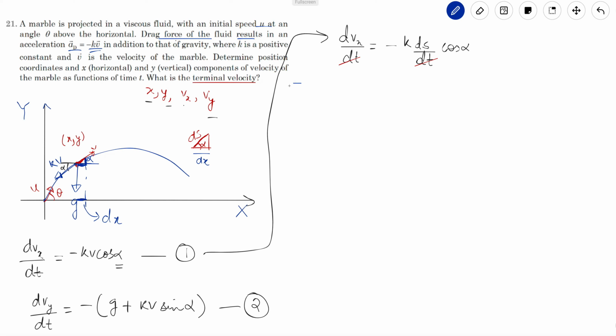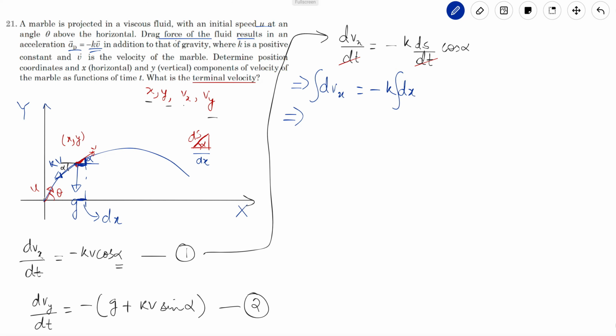So what we can write here is dvx is equal to negative k, and in place of ds cosine alpha we can write dx. Now we can observe that we got rid of alpha as well as time. dt also got cancelled. So now we can integrate it again. If you integrate it, k is constant, so it comes out of the integration.